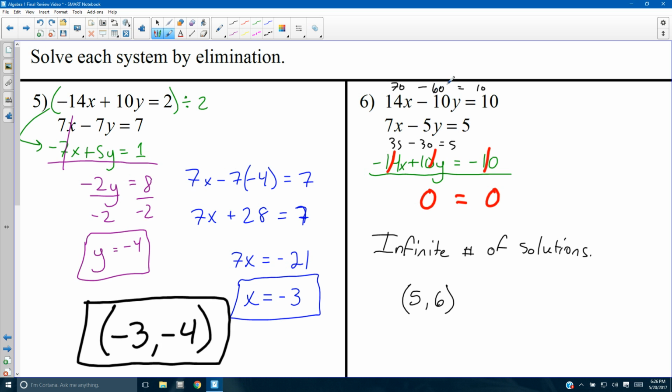Now, is it just this one point that works? No. Any point that is on these, remember, these are actually lines. Any point that is on this line on the top equation will also satisfy the bottom equation. What that really means is that these two equations are the same exact line. It's one line on top of the other. So there's an infinite number of solutions. There's not just one solution.